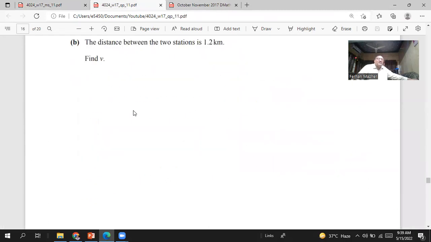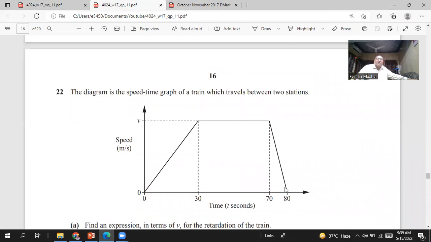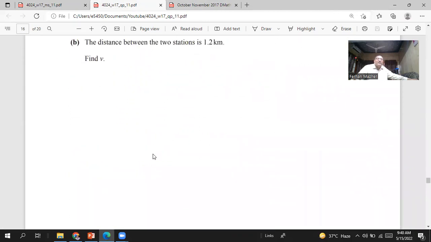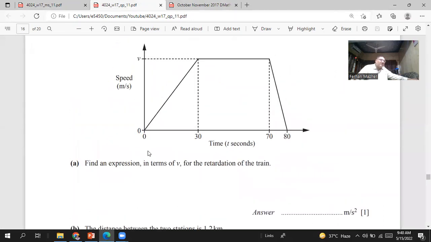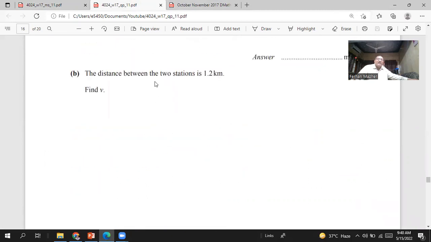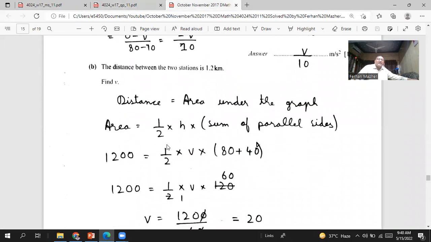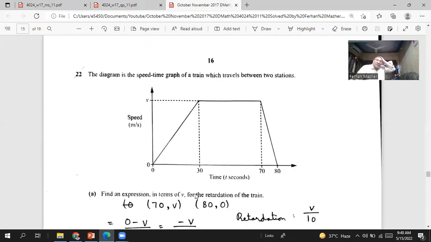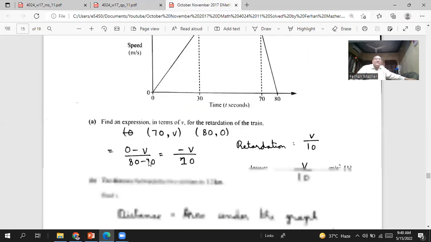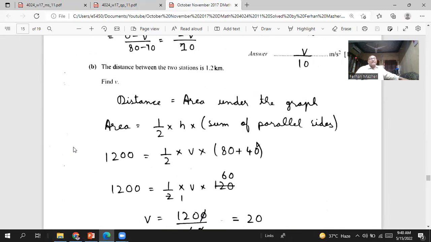The distance between the two stations is 1.2 kilometer. So this whole distance is 1.2 kilometer, which means in meters it will be 1,200 meters. So I can find the value of v. The area under the speed-time graph is equal to the distance traveled. So 1200 is equal to the area, and this shape is a trapezium. This is one parallel side which is 80, this is the other parallel side which is 70 minus 30, 40. And this is the height of the trapezium and that is v. The sum of the parallel sides into height divided by 2.